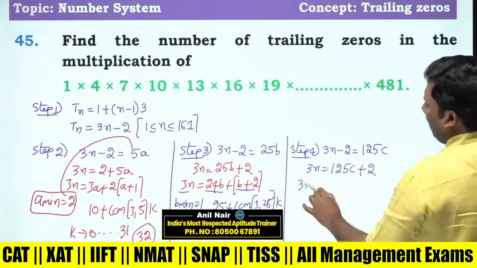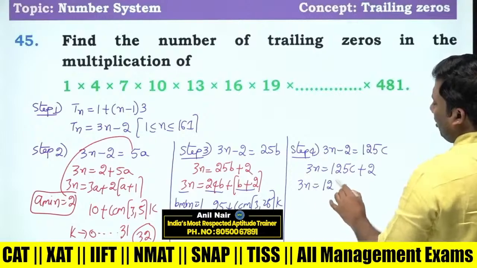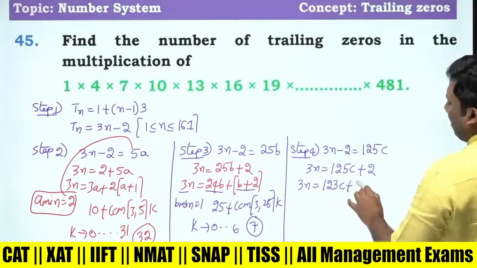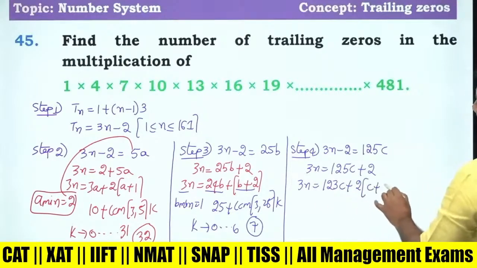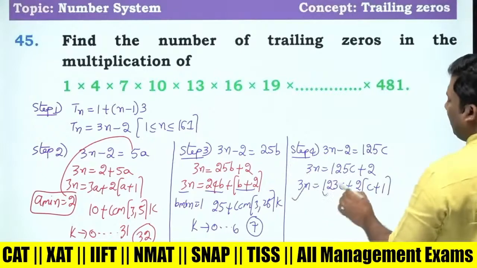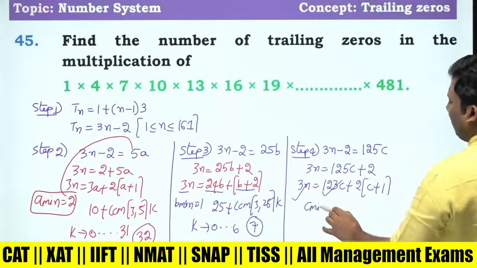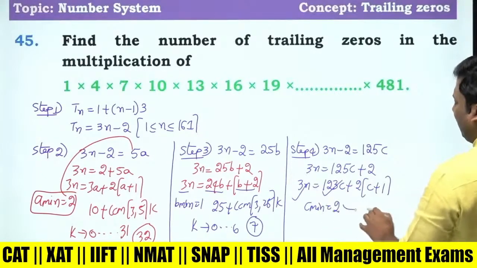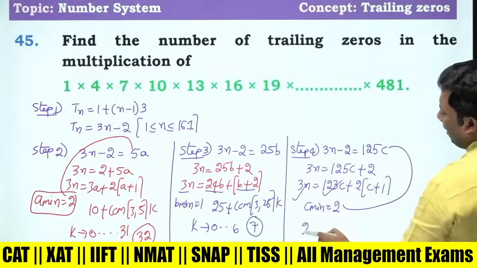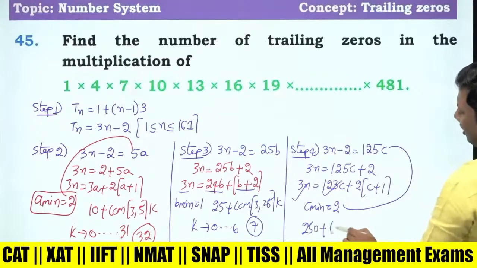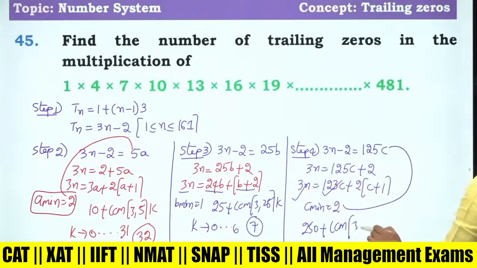So this will be equivalent to 123c plus 2 into c plus 1. Divisible by 3, divisible by 3. C minimum will be 2. If it is 2, here it will be 250 plus LCM of 3, 125 into k.